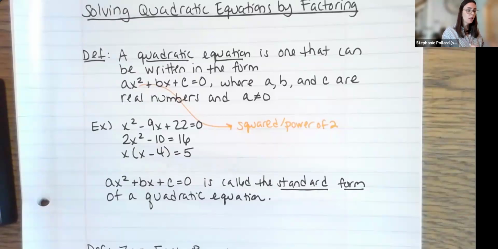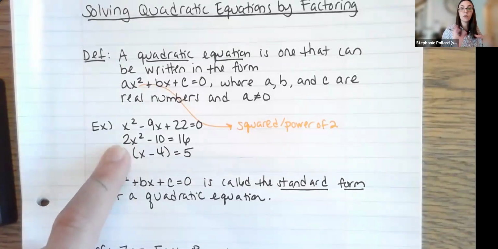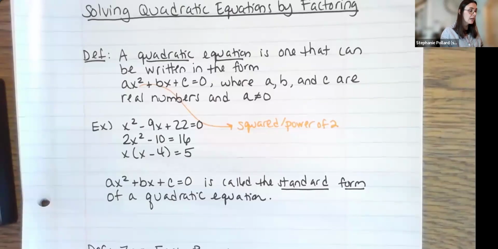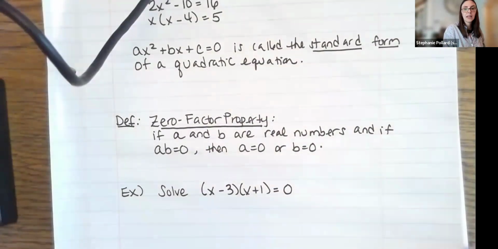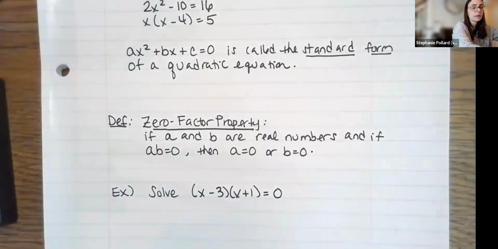But all of these, or at least the last two anyway, because they're not already in standard form, could be rearranged and cleaned up to be in standard form. We could move terms around, we could distribute and multiply through parentheses and so on. But the big thing here is that you're looking at a power of 2. Now, there are different ways to solve quadratics, and we'll learn more of them as well. But for right now, the big one we're going to focus on is how to solve these by factoring.